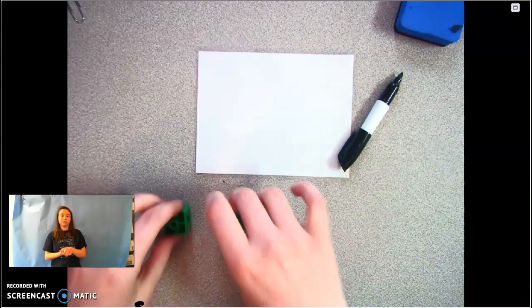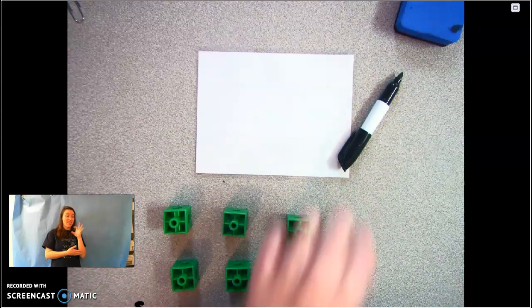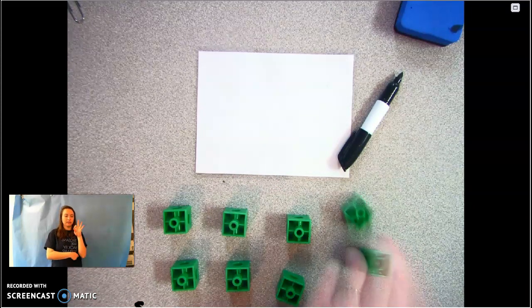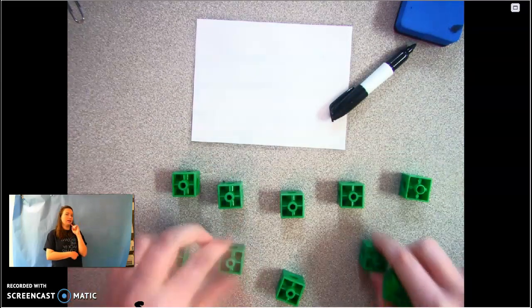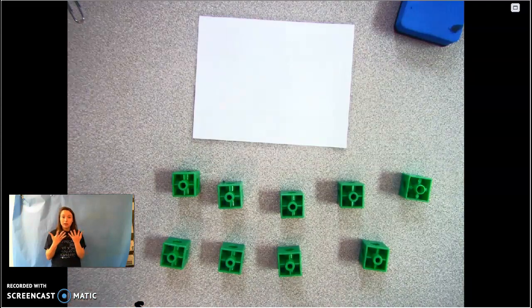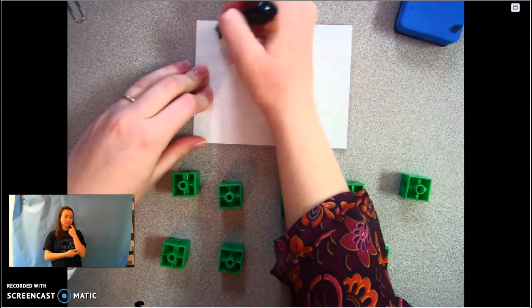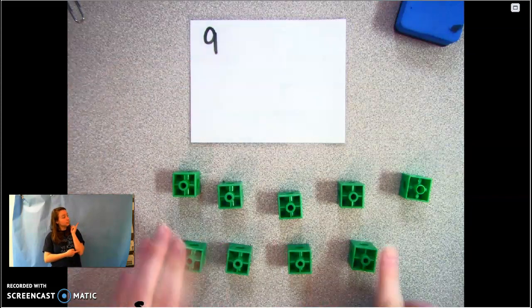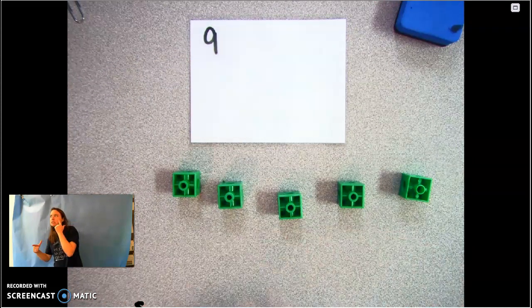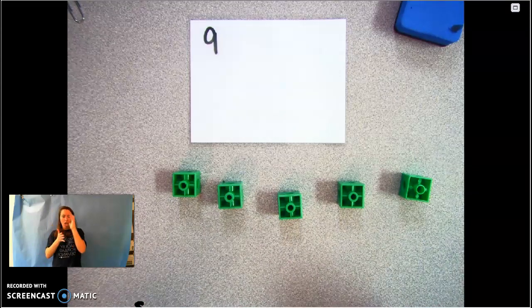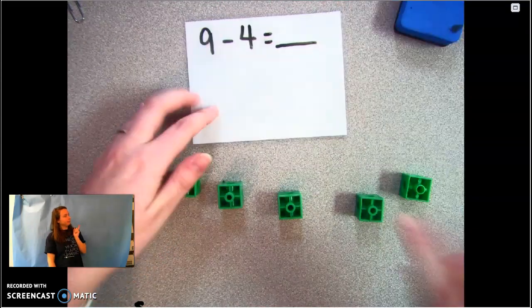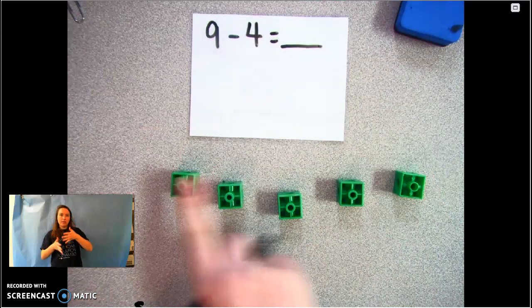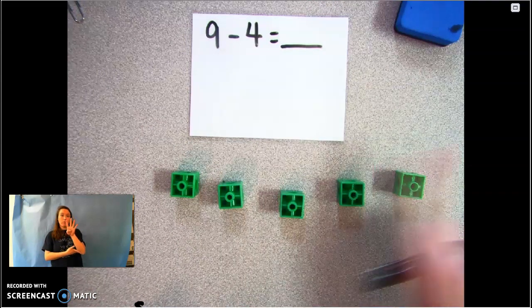Paul had 9 pieces of candy. So 9 pieces of candy. How many did he have? 9. So I'm going to put 9. His sister ate 4 of them. If she ate them, are they still there? Nope, they're gone. So I'm going to take away 4. Let's count how many are left. 1, 2, 3, 4, 5.